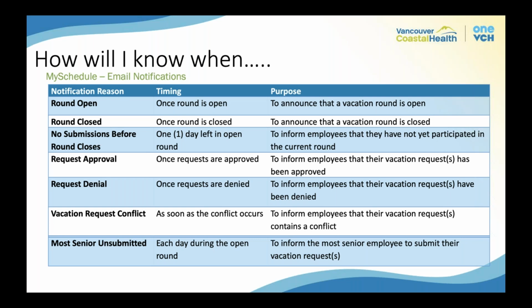The points of the process in which email notifications will be sent out include the opening of the round, for instance, October 19th for the first round, and the closure of the round. If there's 1 day left in the round and you have not submitted a vacation request or your minimum 3-year vacation request, you'll be sent an email encouraging you to do so. Once the rounds have closed and the schedulers and managers go through doing approvals and denials, you'll receive email notification of those approvals and denials of your requests.